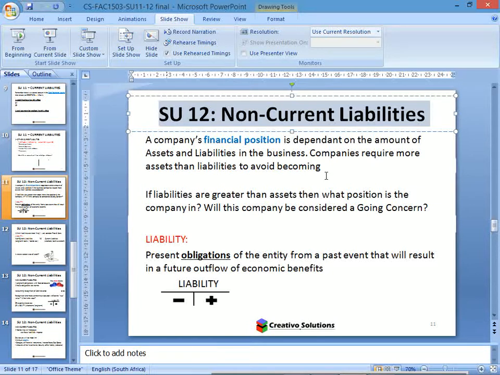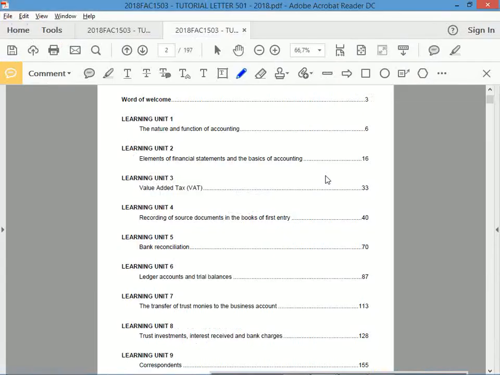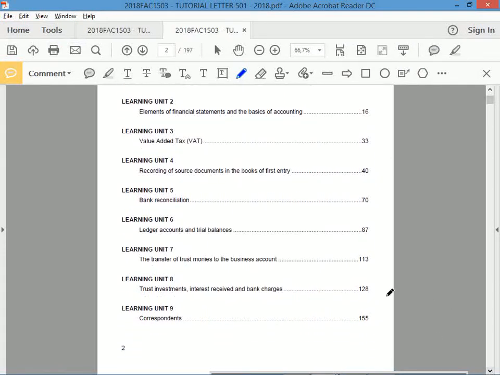There might be notes that I'll create for you for the last few sections, depending on whether we need any or not. Looking at the last, okay, Learning Unit 6 is practical. I'm going to start with that this week. Learning Unit 7 is more of the trust stuff, but this is looking at transfers. It's what we've discussed before the break, but just one step further. And then 8 is looking at trust investments, interest received, and bank charges.